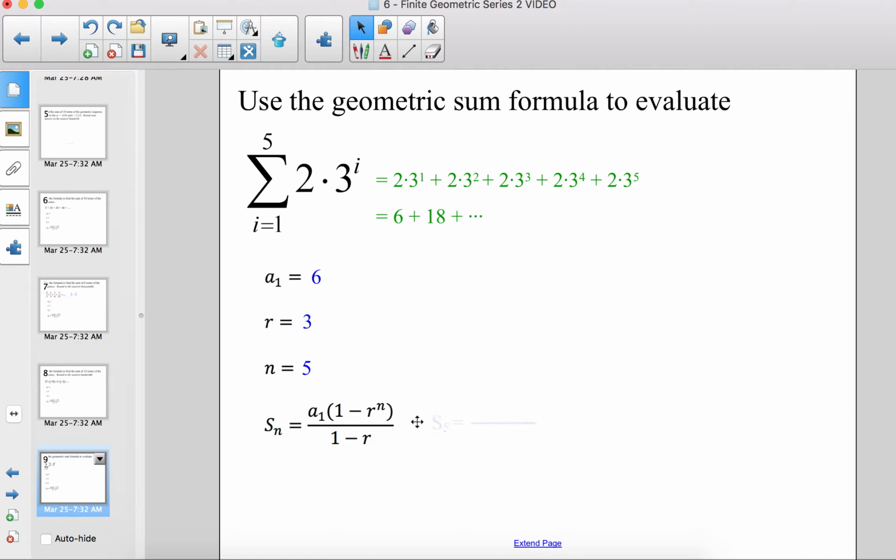All right, let's do this quickly. S sub 5 is 6 times 1 minus 3 to the 5th over 1 minus 3. Those are nice answers. All right, and I get 726.